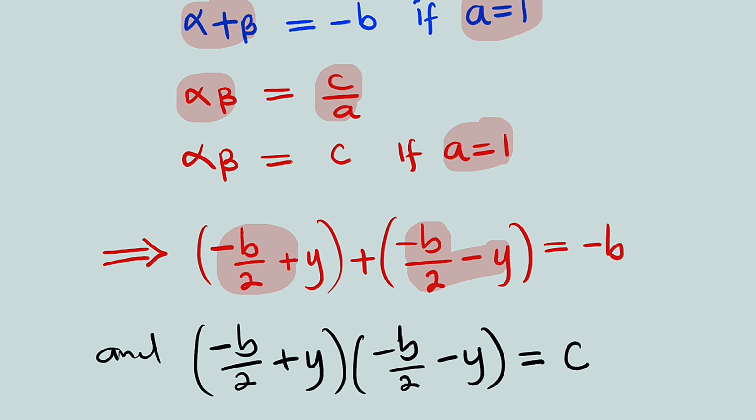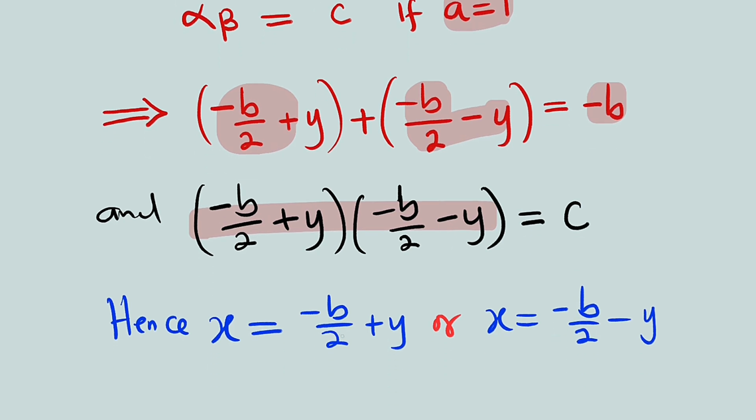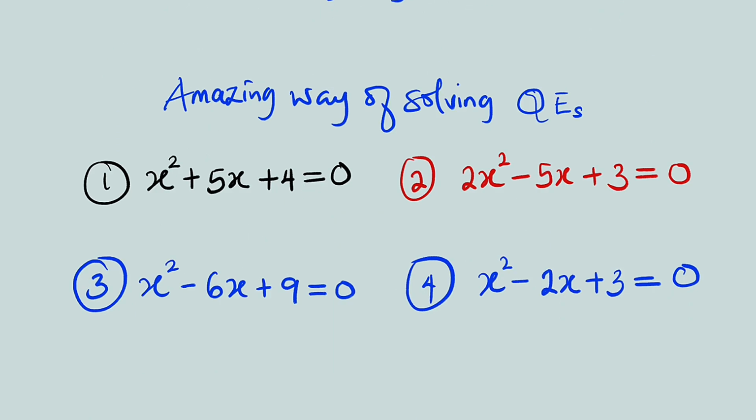And if you add them together, since they are our new roots, you must get negative b if the leading coefficient is 1. And also, if you multiply them together, you're going to get c. Therefore, we conclude that this is our new root where we have to find the value of y, substitute back here to obtain our roots. So this is what we need to apply in solving our quadratic equation.